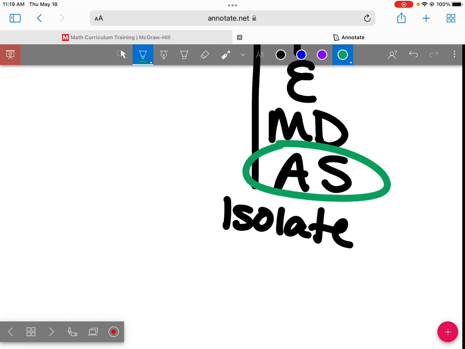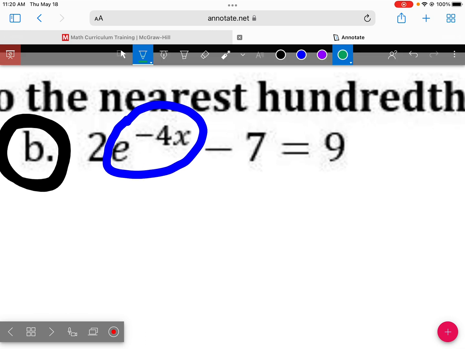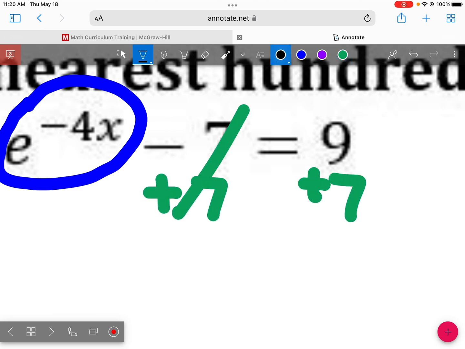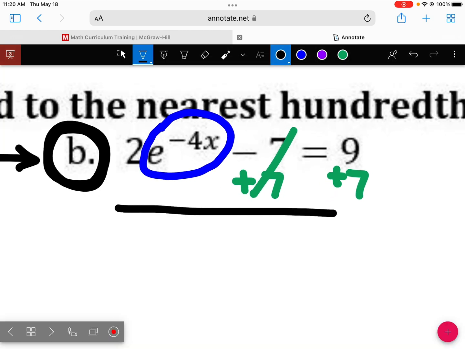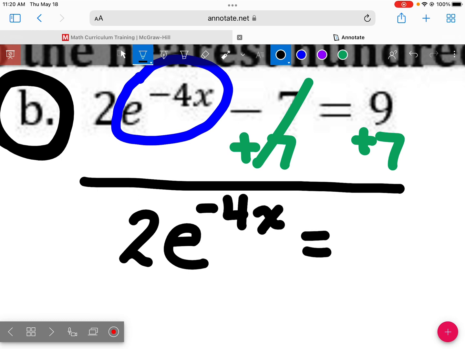So that means we have to start off by undoing any addition or subtraction that we see. Over here on the same side where the E is, is there any addition or subtraction that we're going to need to undo? Yes, what is there? 7. How do I make it cancel? Add 7 to both sides. All right, so I have 2e to the negative 4x equals what?